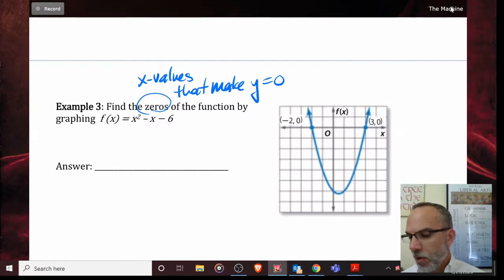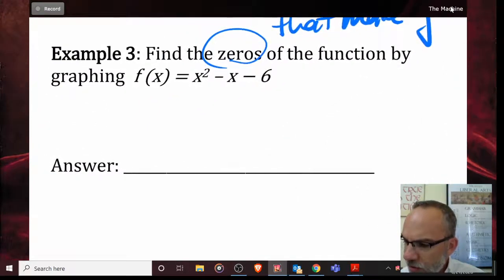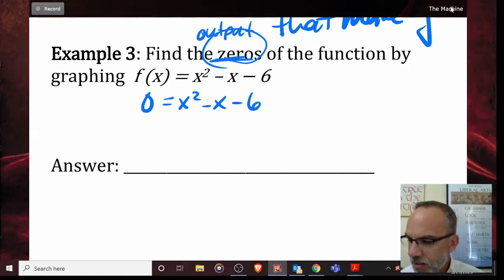And I've already gone ahead and graphed it. You could do that on your own. We just did how to graph, so I'll leave that for your exercise. So what does it mean to find the zeros of the function? It means the output of 0. So 0 is equal to x squared minus x minus 6. But remember, wasn't this y equal to x squared minus x minus 6?